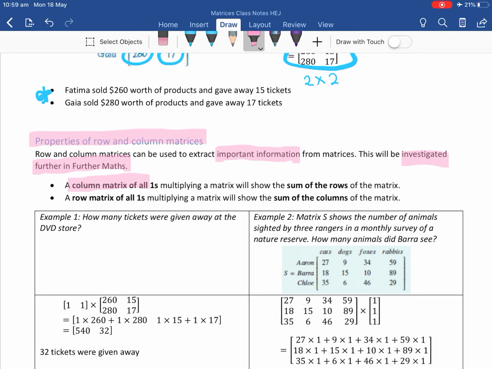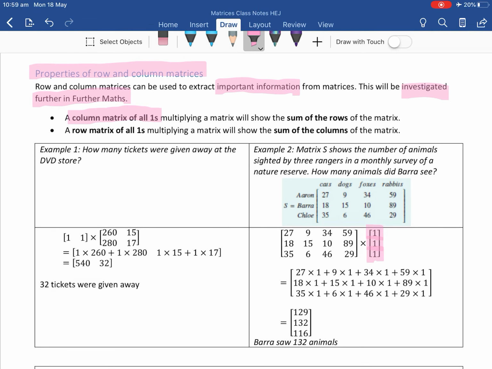If you multiply by a column matrix of all ones, so that'll look like over here, this is a column matrix of all ones, if you multiply another matrix by a column of all ones, the answer, once you multiply that out, will actually give you the sum of all the rows. Whereas a row matrix of all ones, something that looks like this, if you multiply another matrix by a row of all ones, the answer will give you the sum of the columns.